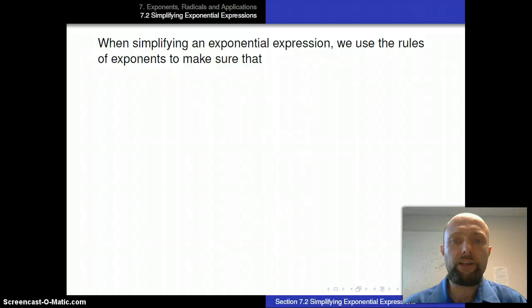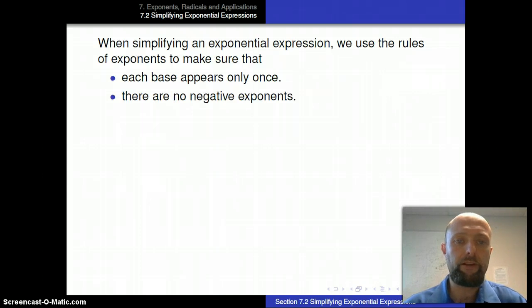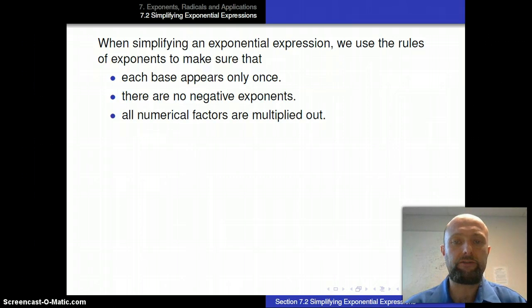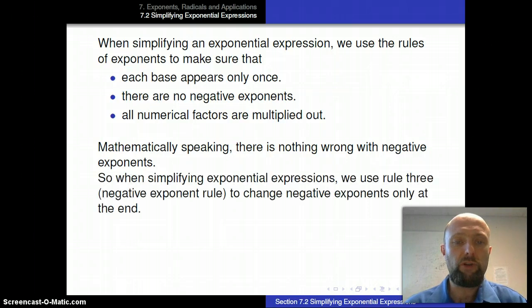When simplifying an exponential expression, we use the rules of exponents to make sure that each base appears only once, there are no negative exponents, and all numerical factors are multiplied out. Mathematically speaking, there is nothing wrong with negative exponents. So when simplifying exponential expressions, we use Rule 3, the negative exponent rule, to change negative exponents only at the end.